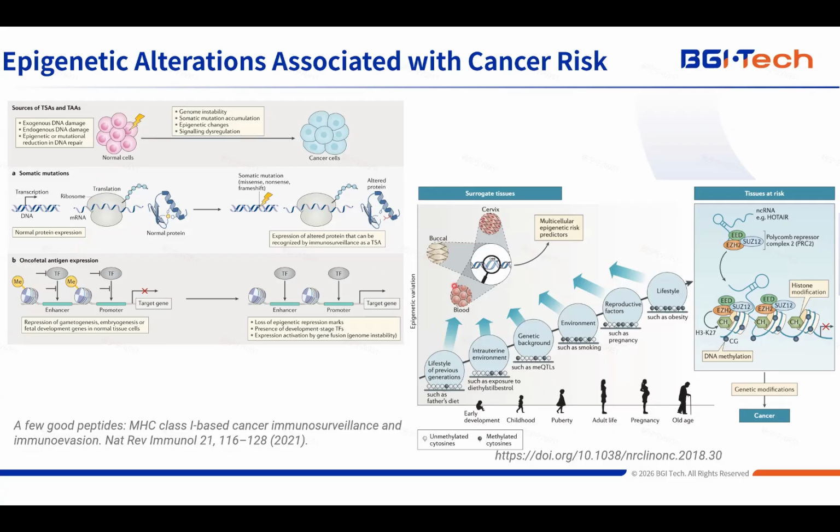Moving to the next figure, we can see that our epigenome is continuously shaped by genetic, environmental, and lifestyle factors throughout our life. These epigenetic changes can be detected in accessible tissues and may serve as valuable biomarkers for cancer risk assessment and early detection.